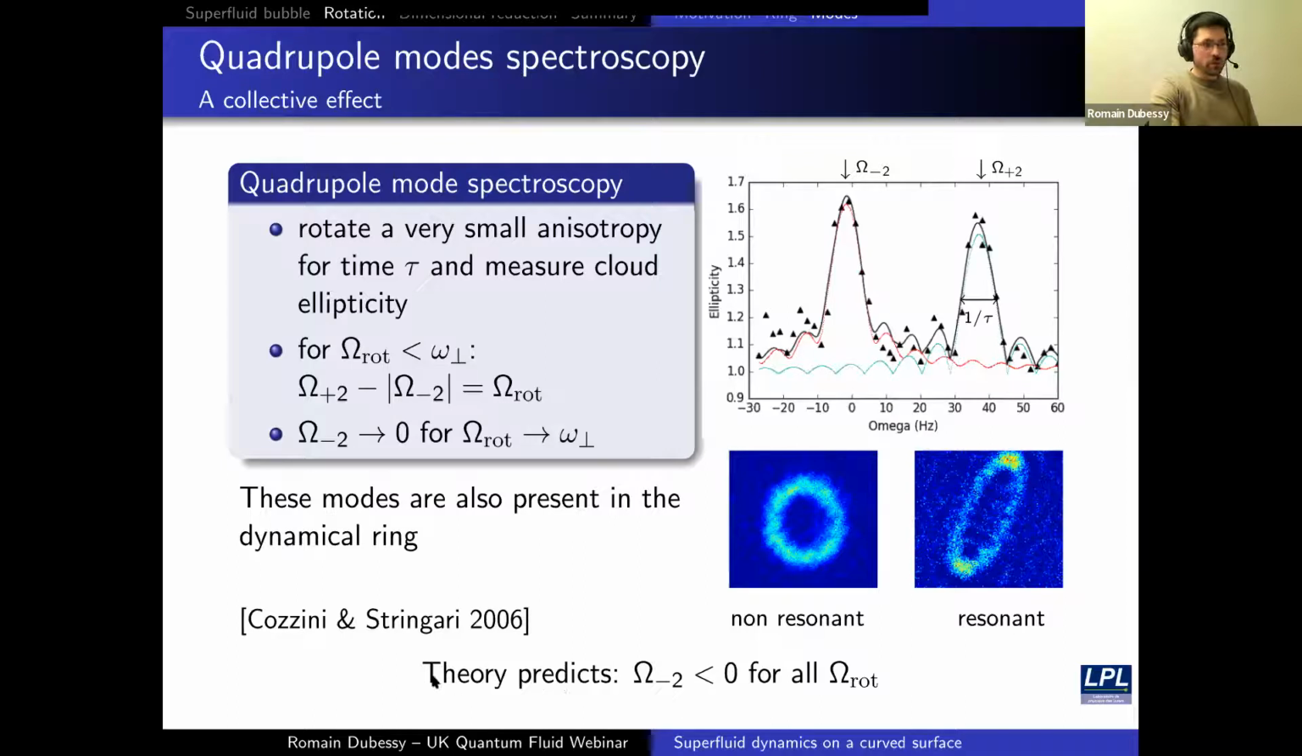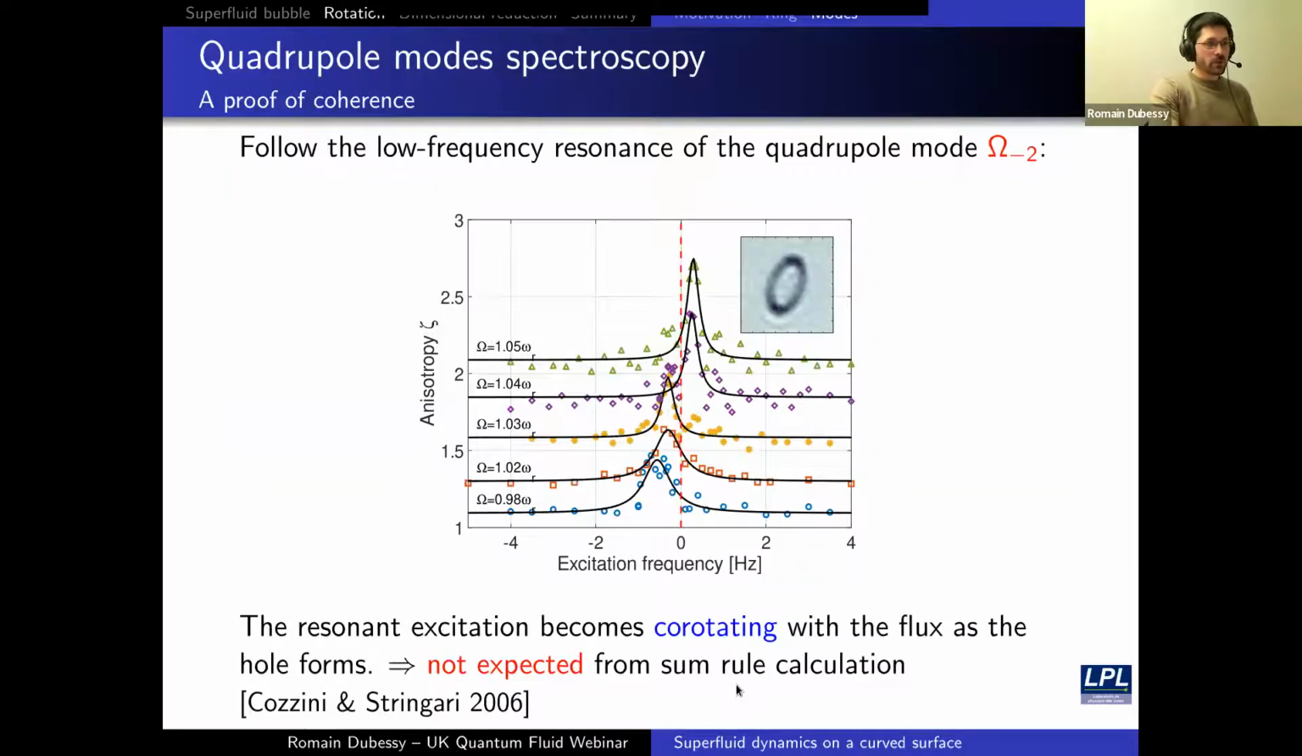The main result from the theory is that the omega -2 mode is always counter-rotating with respect to the flow. What we see in the experiment when we do the spectroscopy is that for this particular mode, as the dynamical ring forms, there is clear evidence of a shift of the resonant frequency to the positive frequency. This is a very clear signature, and it happens approximately at the same time as the dynamical ring forms.